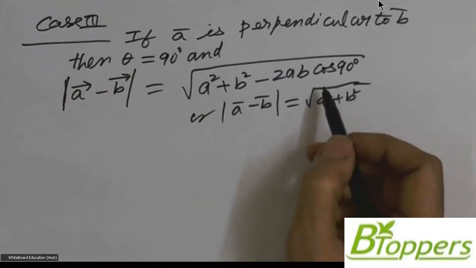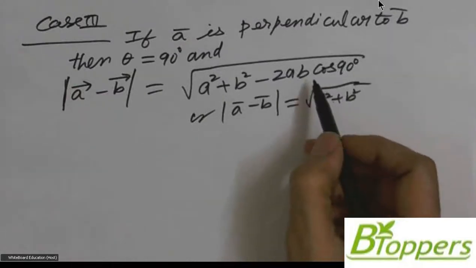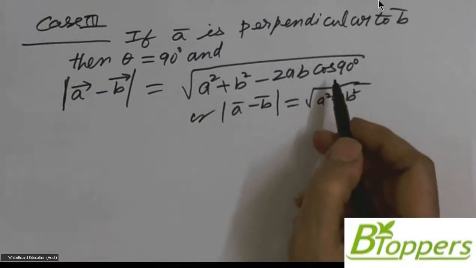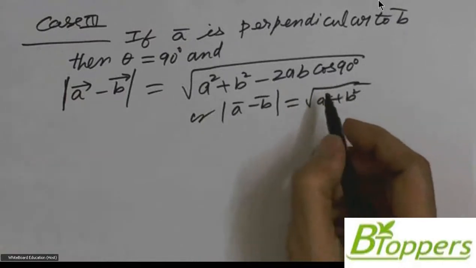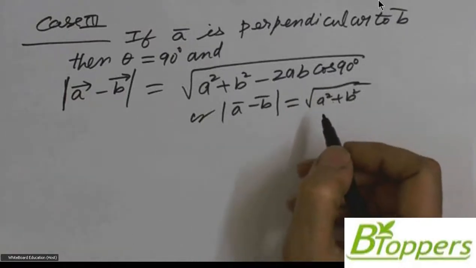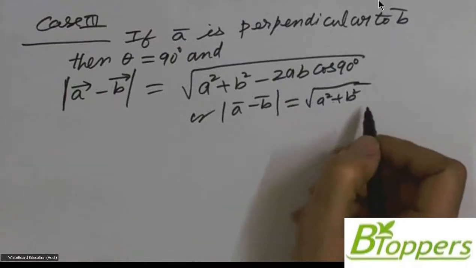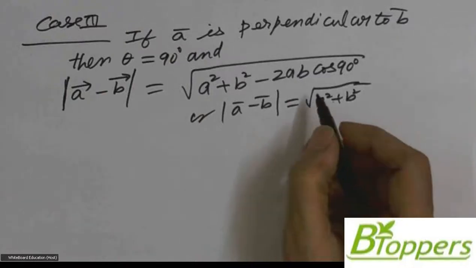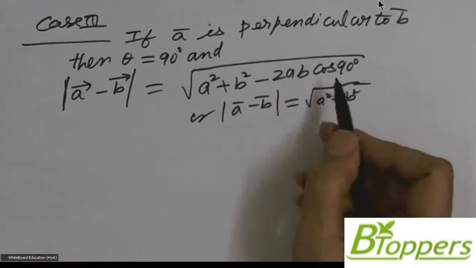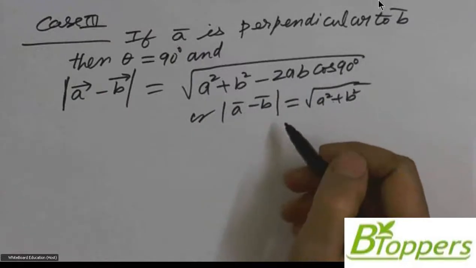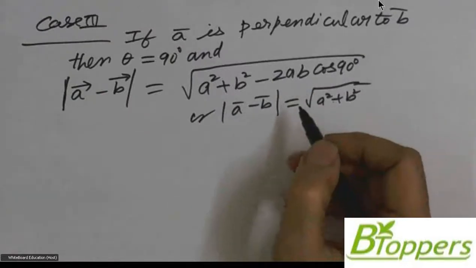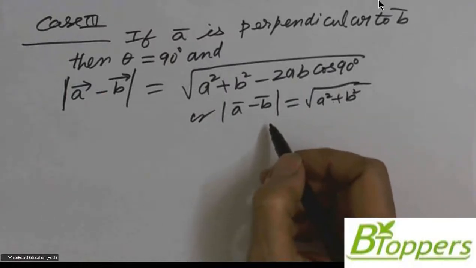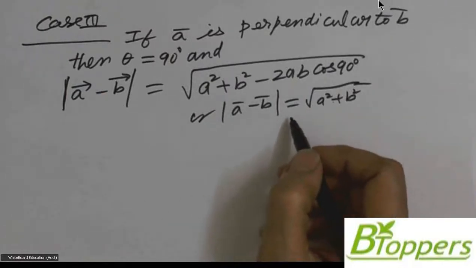As I discussed in the special cases in the parallelogram law of addition of vectors, if vector a bar is perpendicular to vector b bar, then the magnitude of the vector sum a bar plus b bar is equal to root of a square plus b square. That means if vector a bar is perpendicular to vector b bar, you can say that the magnitude of the vector difference a bar minus b bar is the same as the magnitude of the vector sum a bar plus b bar.